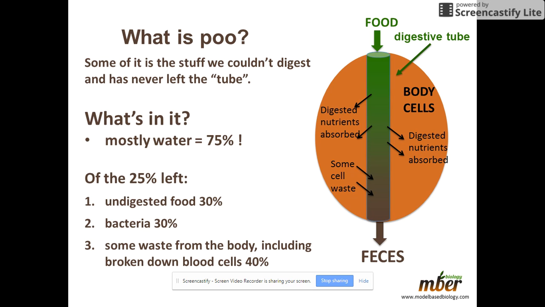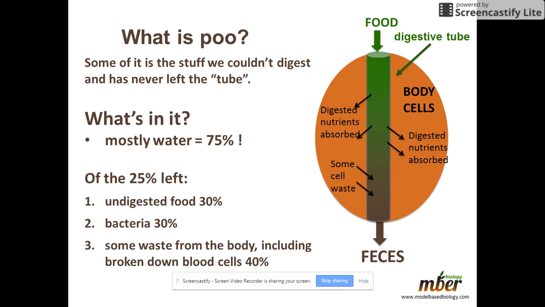Some things might surprise you about it, though, which is poop itself is stuff that we couldn't digest, and so it actually never leaves the tube. What's in it? Well, it's 75% water. Your poop is 75% water, which might be surprising, but if you think of the amount of water that your body is made of, it's not so surprising.